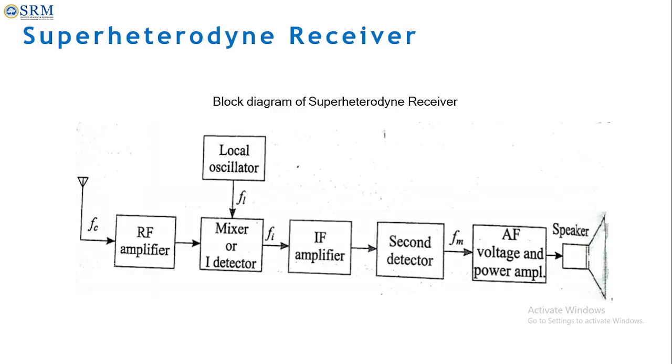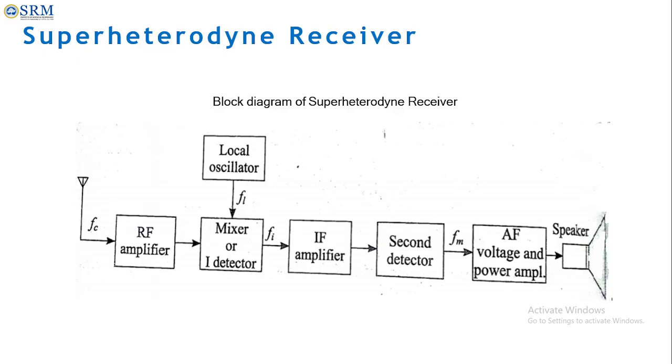Next, let's look at the superheterodyne receiver. In this block diagram, we have the receiving antenna, and the next stage is an RF amplifier. What makes the superheterodyne receiver different from the tuned radio receiver is that here we provide a mixer. In the TRF receiver, there is no mixer circuit, only two or three stages of RF amplifier, and we don't provide any local oscillator at all.